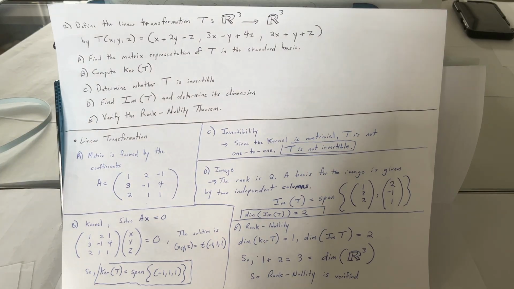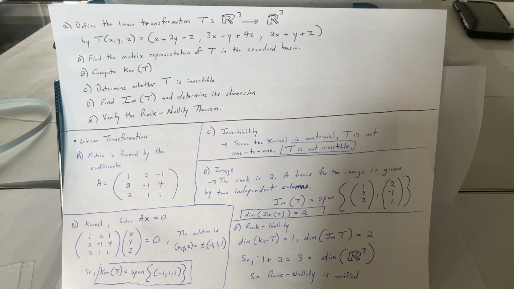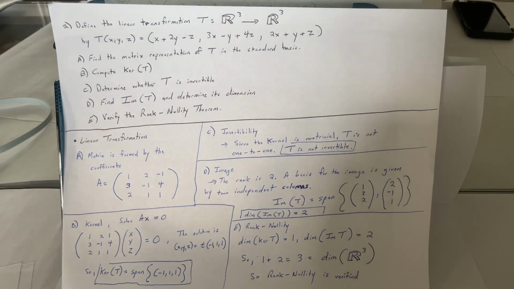E, verify the rank-nullity theorem. Dimension of the kernel of T equals 1, dimension of the image of T equals 2. Add them together, 1 plus 2 is 3, which is the dimension of the domain, so rank-nullity is verified. Okay, so that's number 2. We can now move along to number 3.